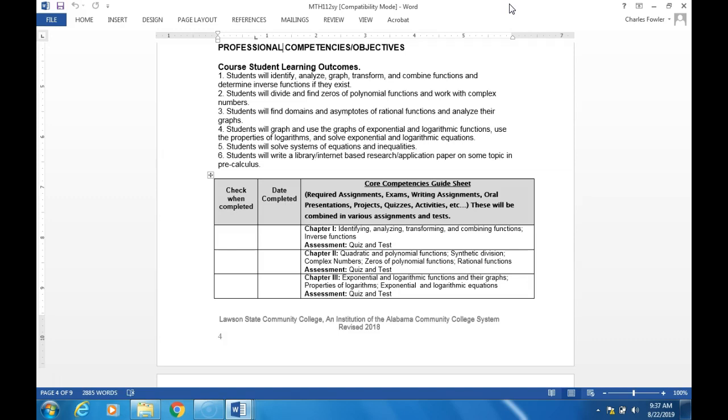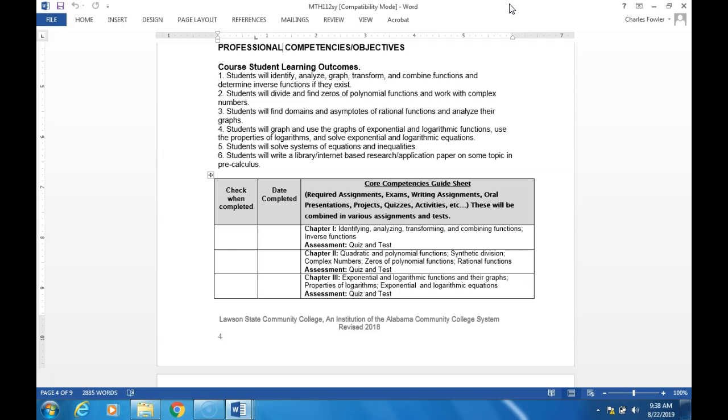Number 2, students will divide and find the zeros of polynomial functions. Remember? That was the second thing I said to note there. Polynomial functions work with complex numbers. We're not going to do too much with complex numbers because that didn't show up in the course description. I'll explain what they are and show you, but you're not going to be responsible for them. Okay? That's the first part of chapter 2. Okay? Quadratic and polynomial functions, synthetic division, complex numbers just a little bit, zeros of polynomial functions, stop there.